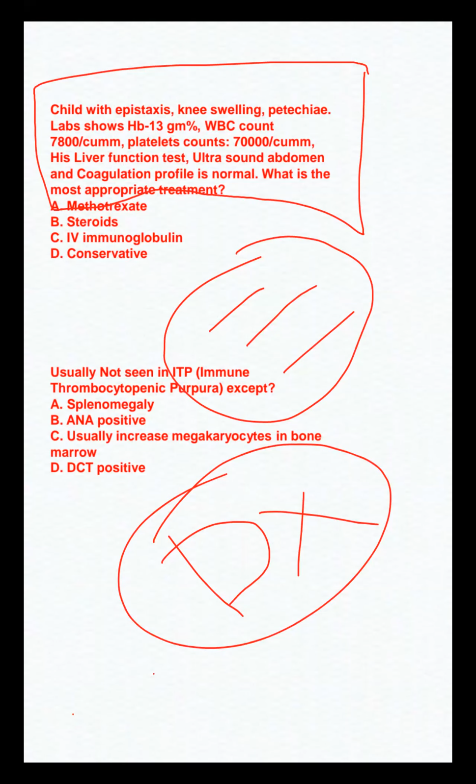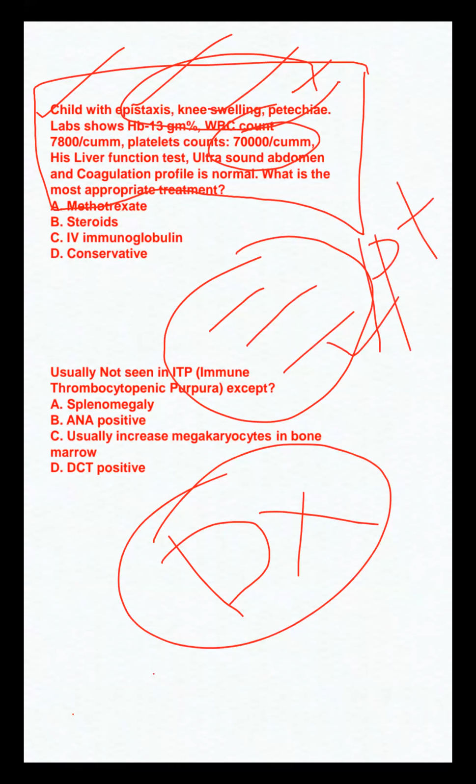A child with epistaxis, knee swelling, and petechiae. Labs show Hb 13, WBC count 7800, which is normal, and platelet count decreased to 70,000. What is that? Thrombocytopenia. Thrombocytopenia means low platelets. The coagulation profile is normal. What is the diagnosis?